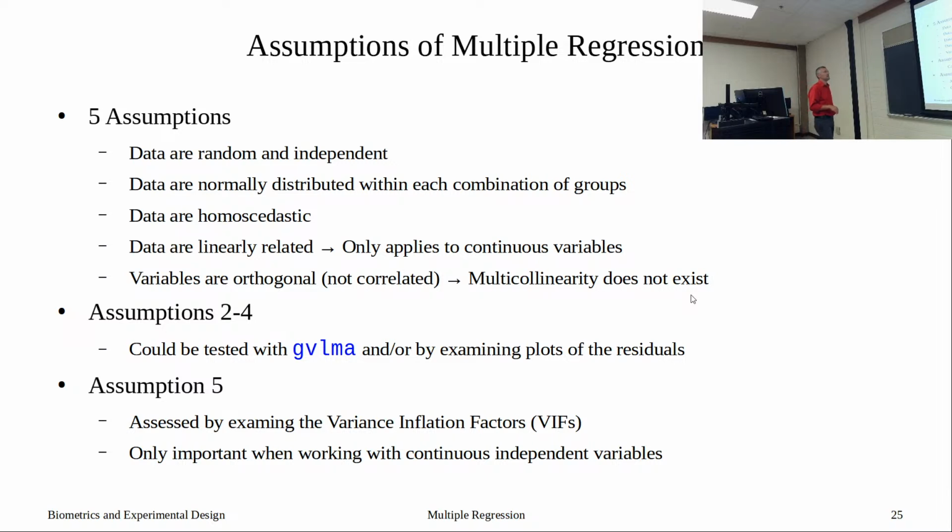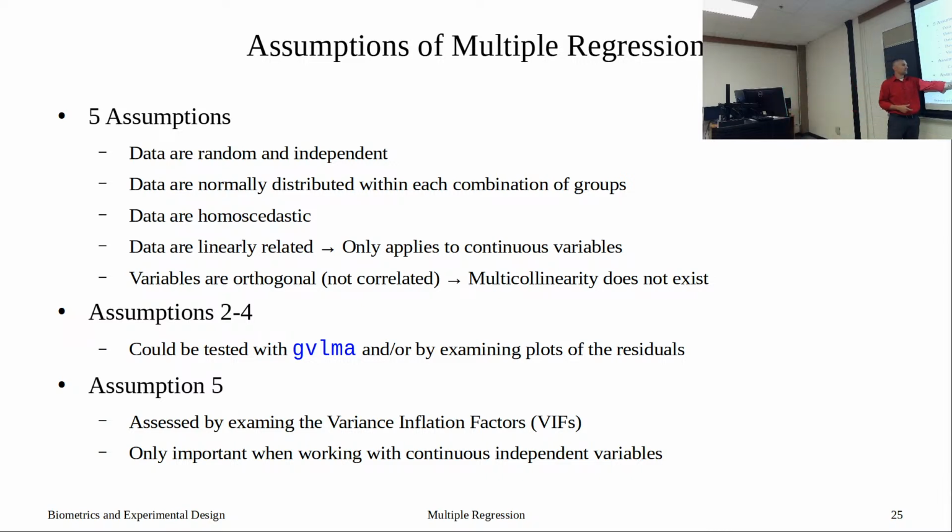How do we test it? Well, assumptions 2 to 4 are tested with GVLMA. That's our whole link function. We could even look at our plot of the residuals to assess these. But the GVLMA and our residual plots tell us nothing about this orthogonality. In order to check that, we're going to look at something called variance inflation factors.